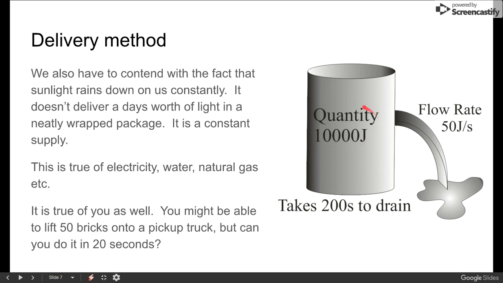This is a quantity, 10,000 liters. If it takes 200 seconds to drain, that is 50 liters per second. That's our power.